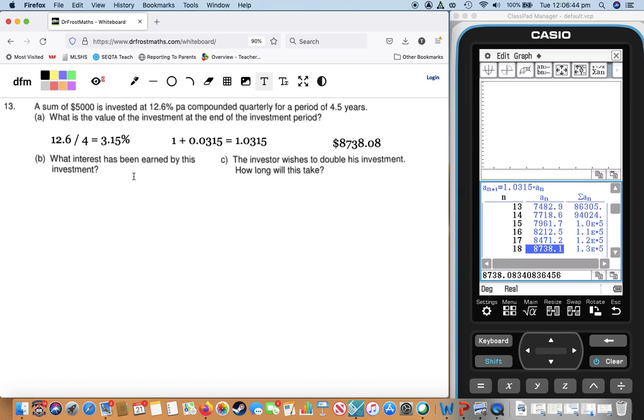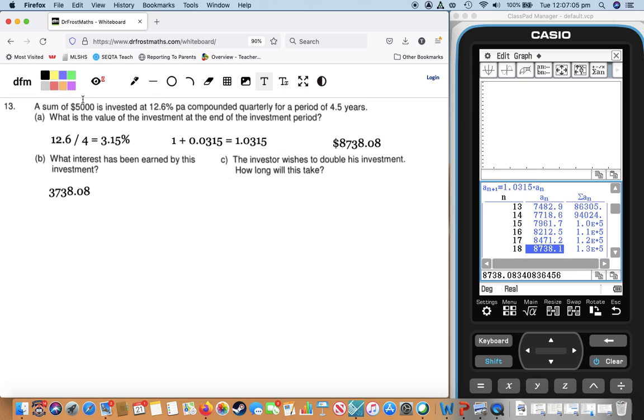For part B, what interest has been earned on this investment? So that's where we take off the $5,000, and that would just leave us with $3,738.08. And then the final part, the investor wishes to double his investment. How long will this take?